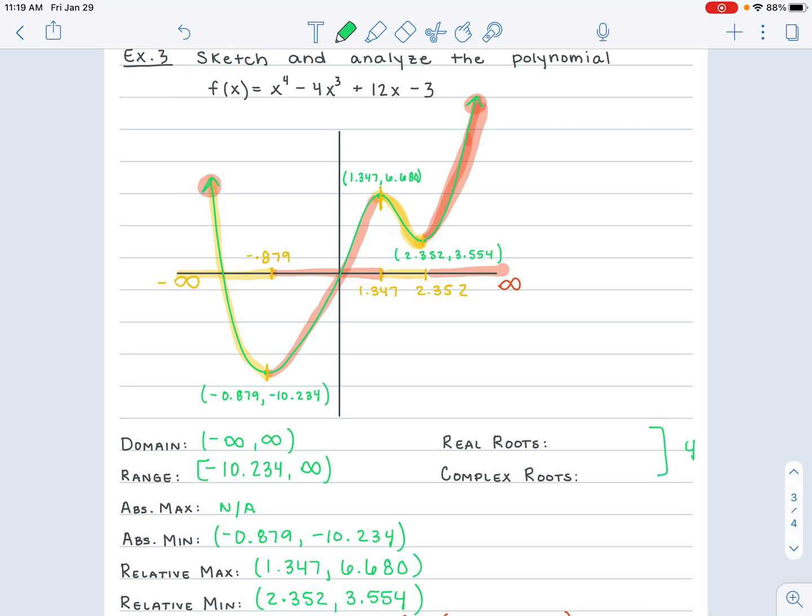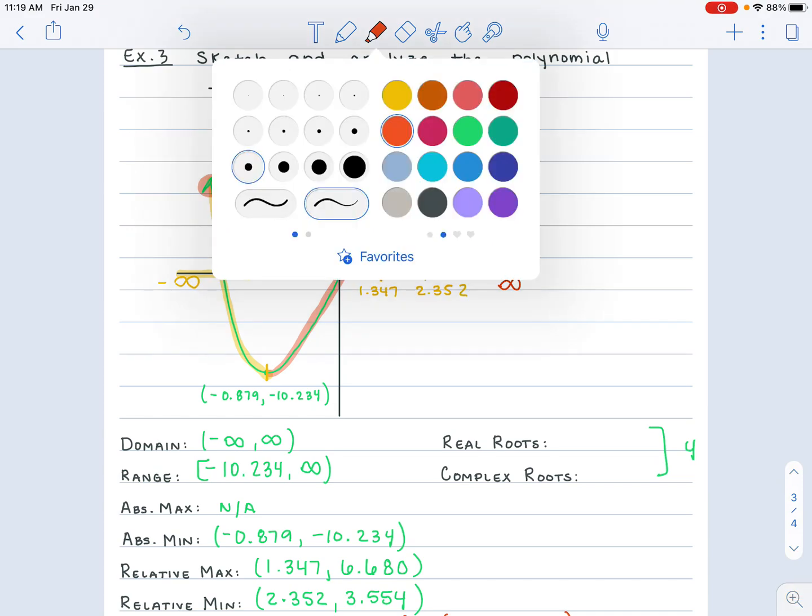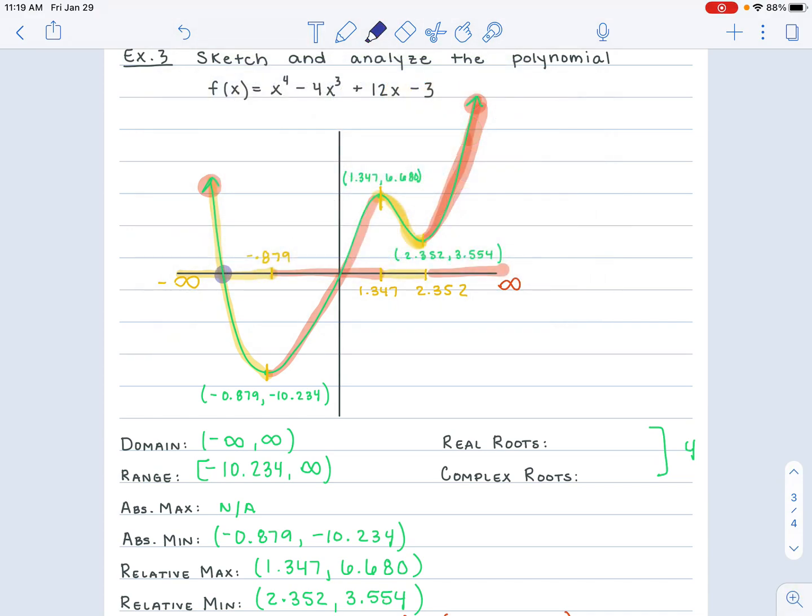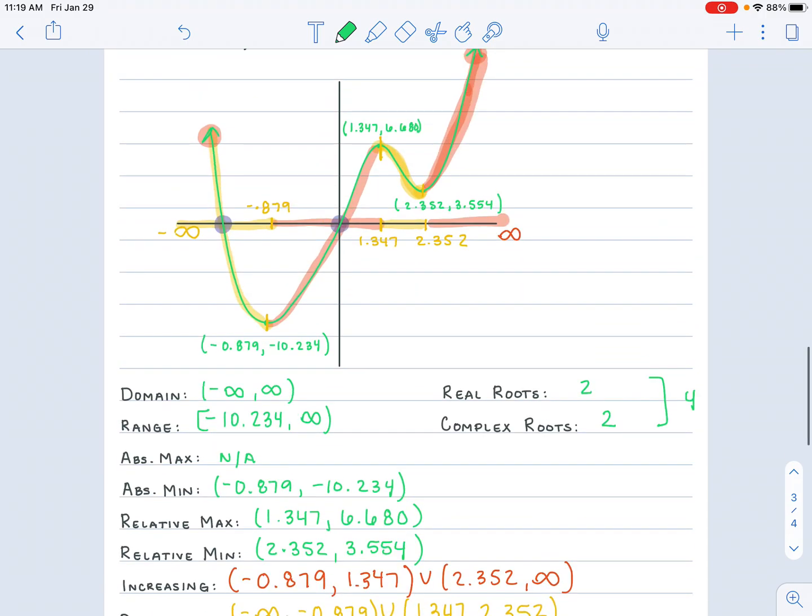Now the next part, the real roots and the complex roots. Now we know it's a degree of 4, okay? So we know these two have to add up to 4. The real roots are your x-intercepts, all right? So your x-intercepts are right here and right here. So we have 2 x-intercepts.